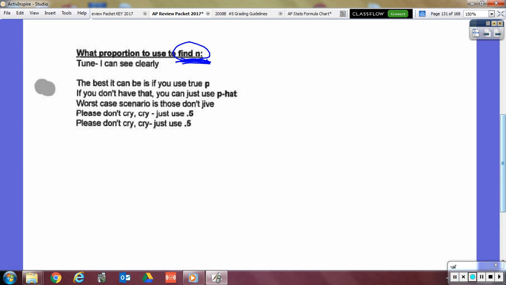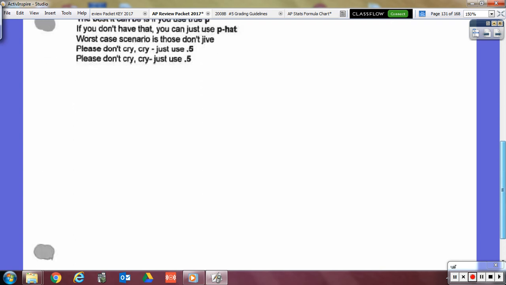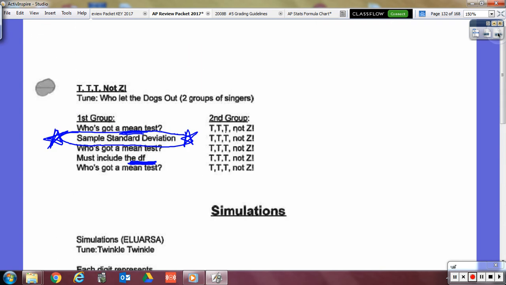So the best it can be is if you use true p. Then you can just use p hat. The worst case scenario is those don't jive. Please don't cry, just use 0.5.